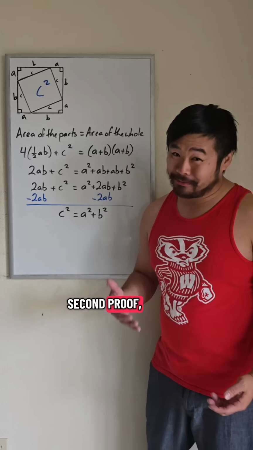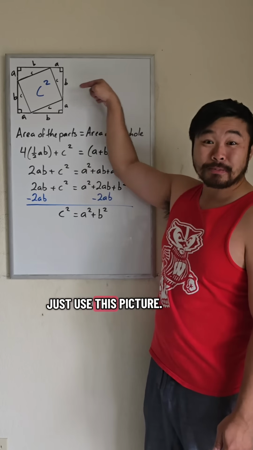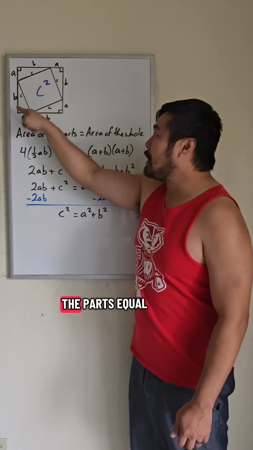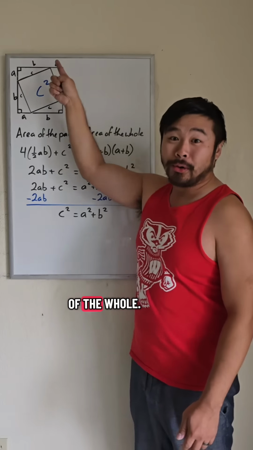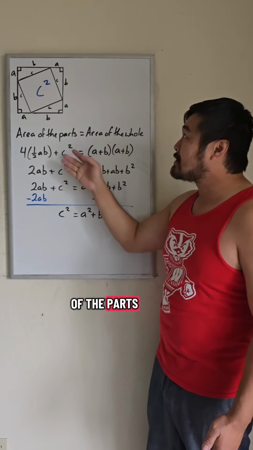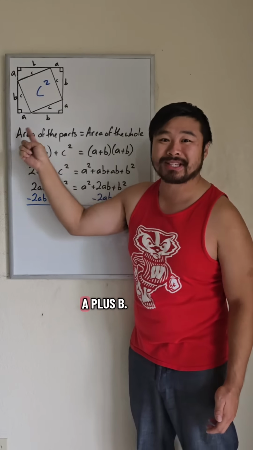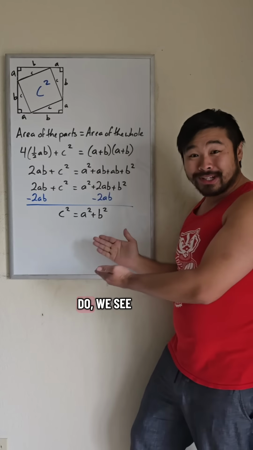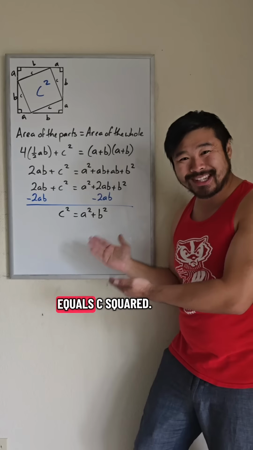Now, for our second proof, believe it or not, we could just use this picture. We can set the area of the parts equal to the area of the whole. So we could set the area of the parts equal to a plus b times a plus b. And when we do, we see that a squared plus b squared equals c squared.